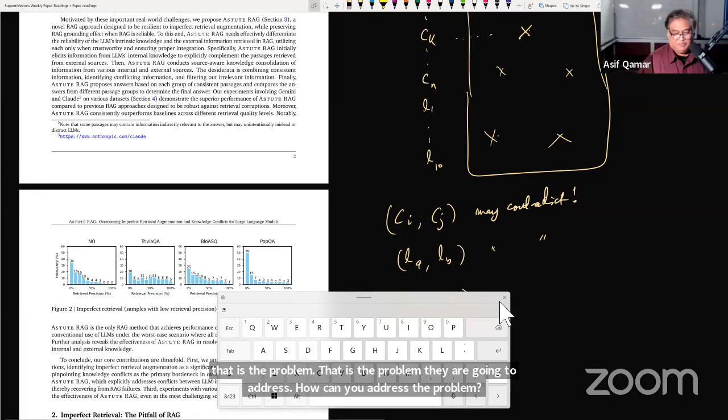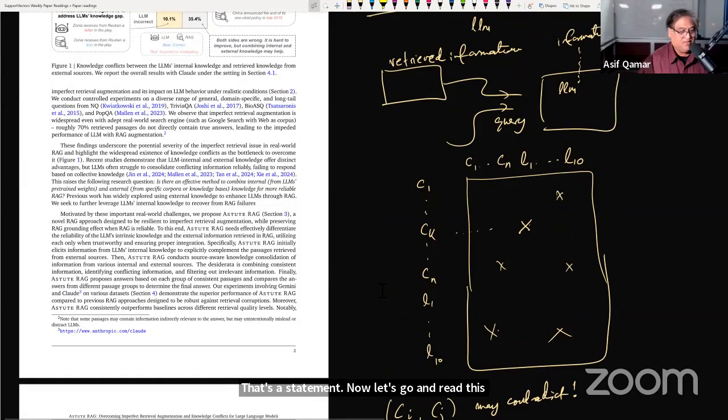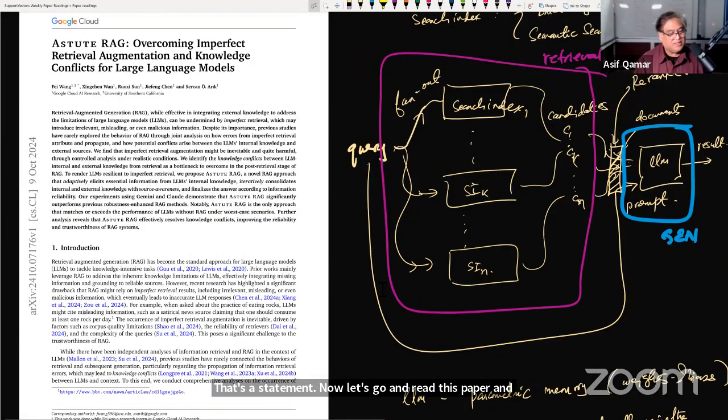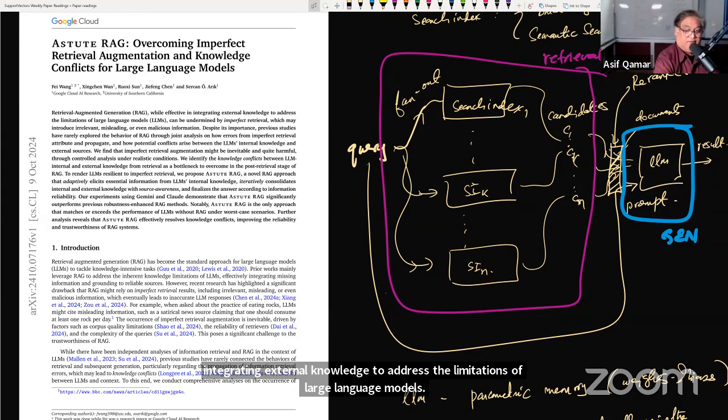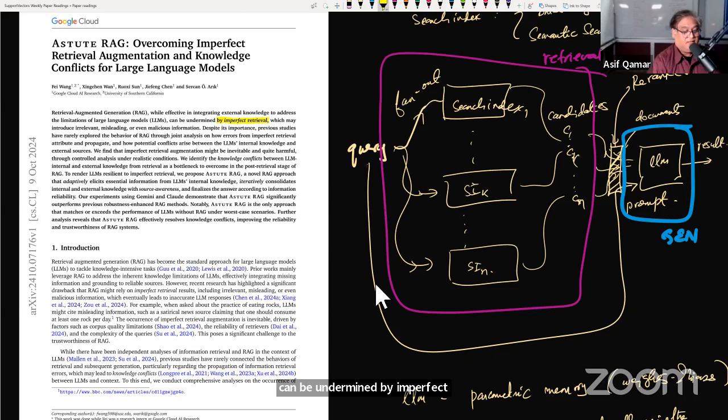Now let's go and read this paper and see what exactly they do to address it. I'll start with the abstract. Retrieval augmented generation, while effective in integrating external knowledge to address the limitations of large language models, can be undermined by imperfect retrieval, which may introduce irrelevant, misleading, or even malicious information.